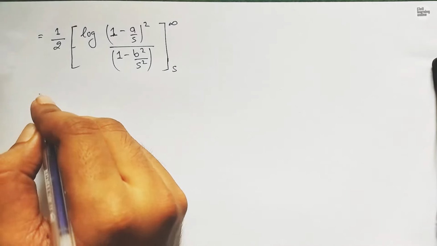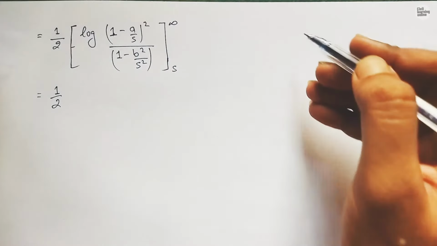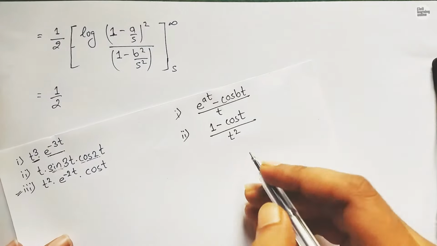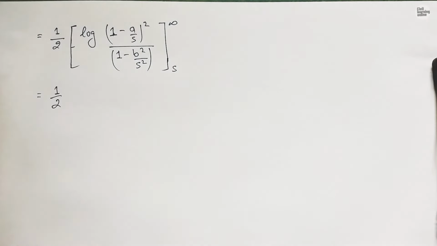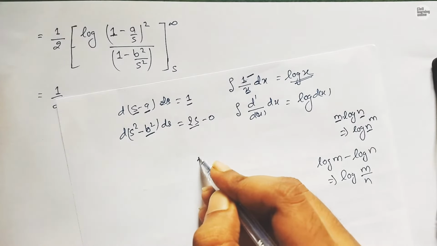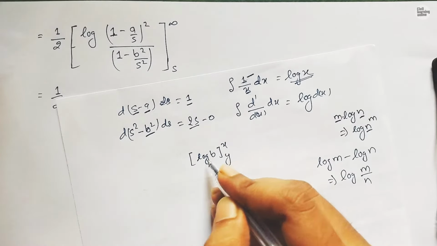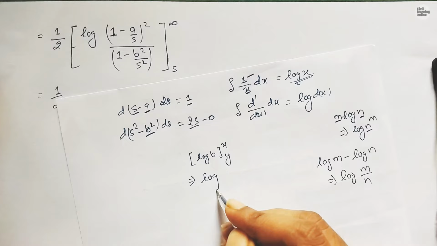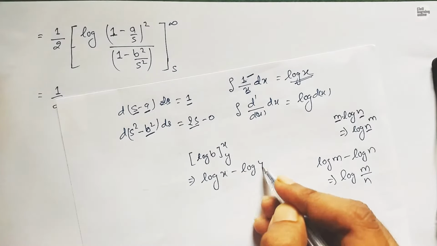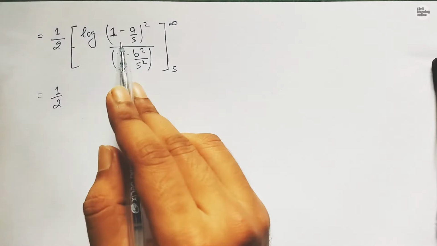Now proceed further. Now what we will do here, see, 1 upon 2. Now it's time to put the limit here. So when we put the limit, we do it as upper minus lower. Let me use another page. So suppose we have log b and our limit is x and y. First of all, we will put the upper limit: in place of b we will put x minus log y, and the same will be the case here also. In place of s we will put infinity.